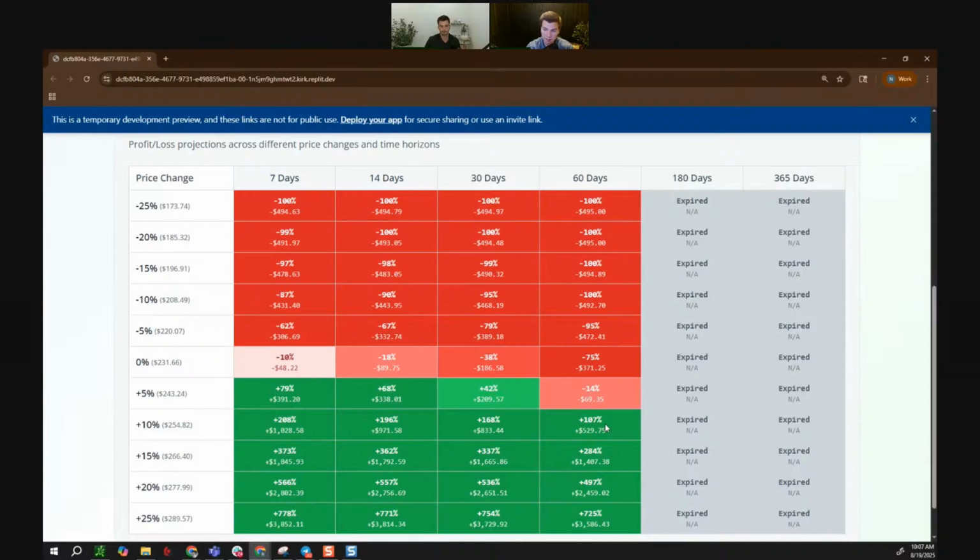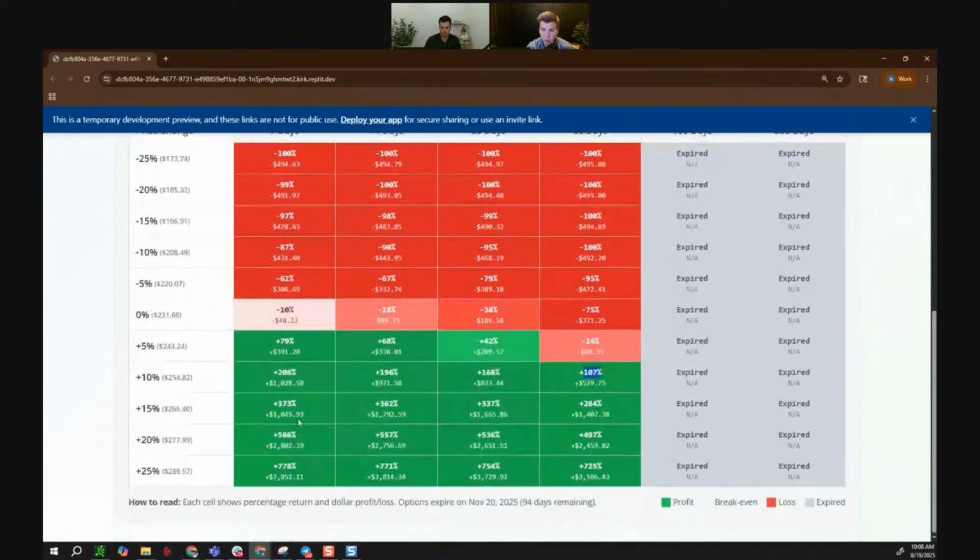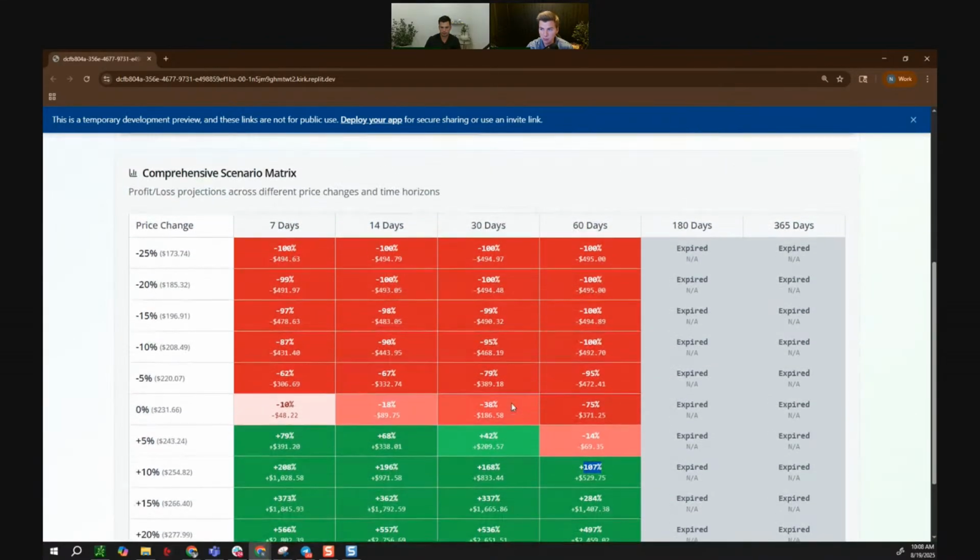But if it goes 10%, now you're deep in the money relative. I don't mean actually in the money. You're still 20 cents out of the money, but deep in the money compared to the 14%, you're at 107%. And as you go through different scenarios of how quickly it moves and how much it moves, you can actually start to paint a scenario of how much money you can make.